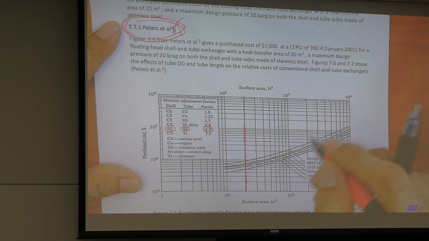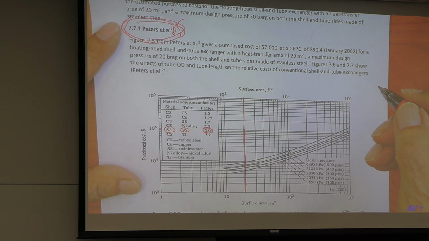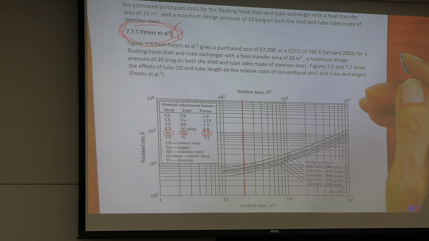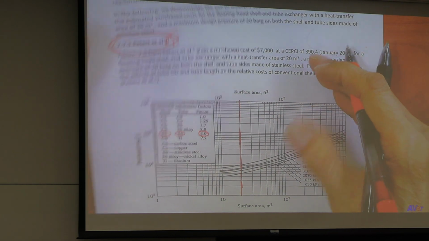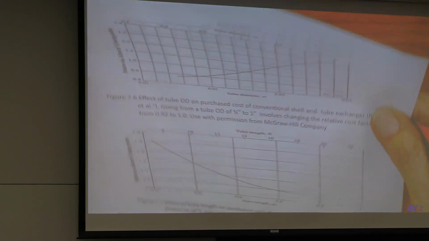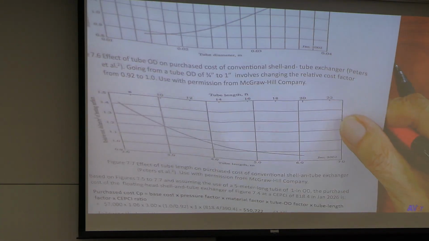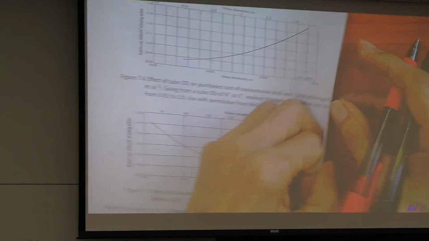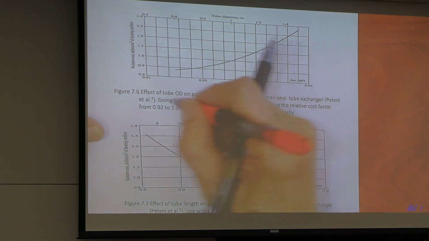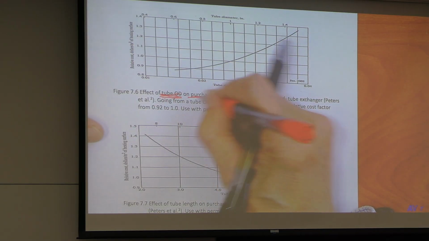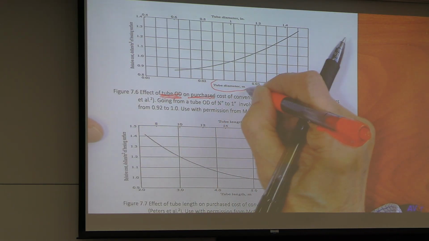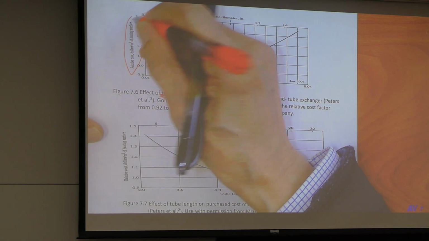Determine your pressure, okay, for page 14. Not yet. This textbook, not done yet. Effect of OD on purchase cost. Adjustment.